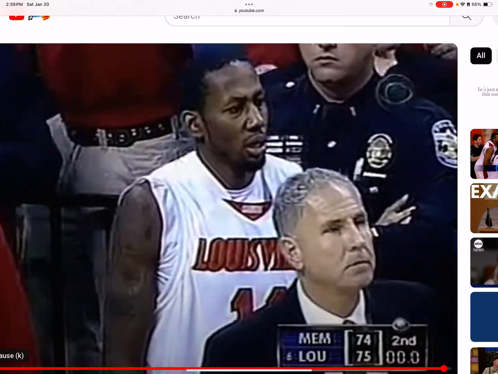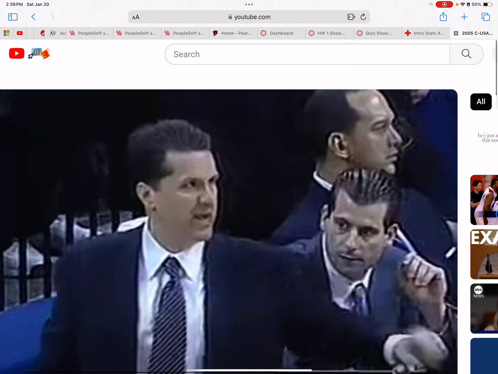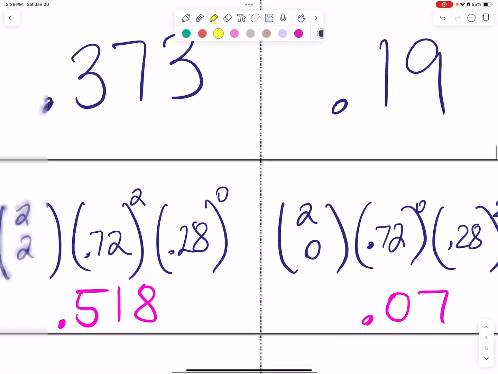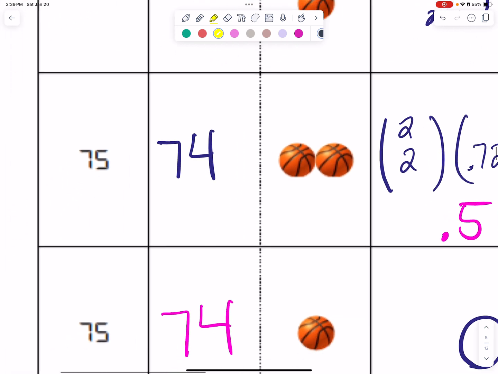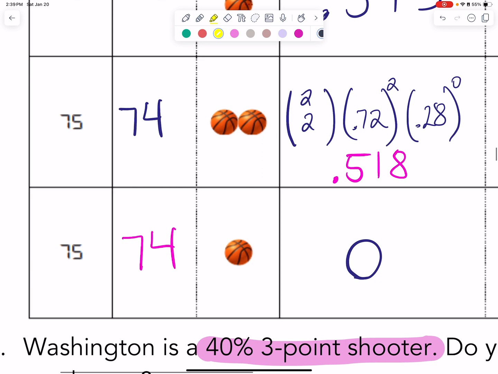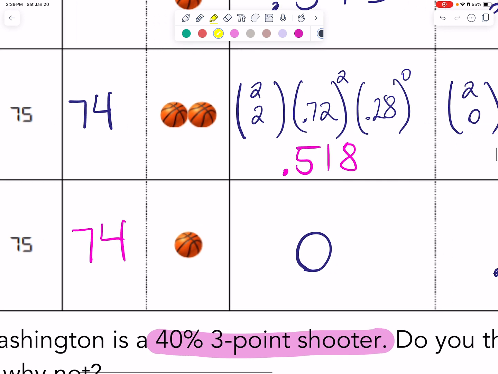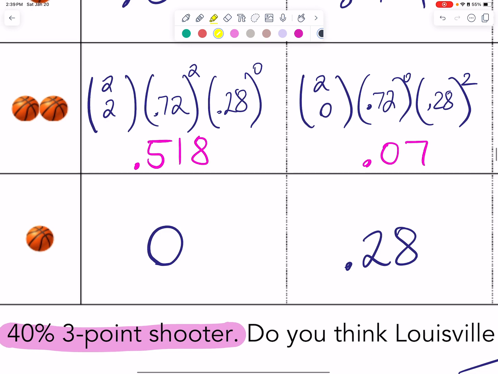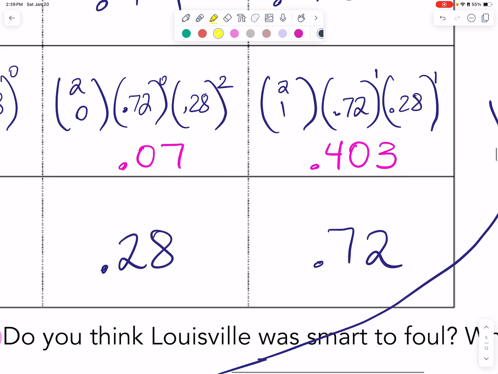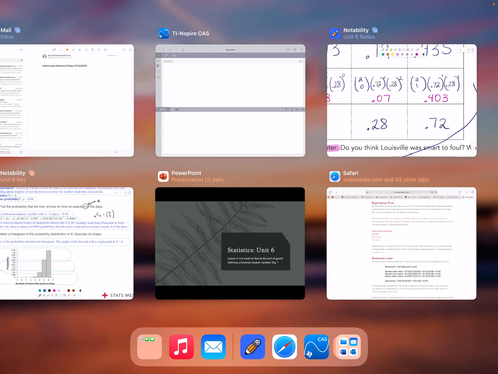Okay, so he missed that second shot. So now we're going to describe. Now he is at his final shot. He has one more shot, and it's still 75-74. So now he has no chance to win because if he makes it, it's just going to put him at a tie. He has a 28% chance of losing because if he misses, he loses. And he has a 72% chance of tying because if he makes it, he ties. So let's see what happens.